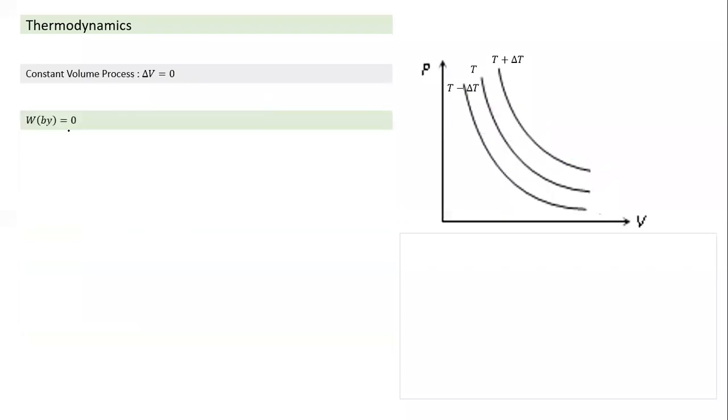If delta V is equal to zero, it means work done is zero. Work is done only when there's a change in volume. And if I apply the first law, it tells you delta Q, heat given to the gas, entirely goes into change in internal energy. The entire heat given to the gas goes into increasing its internal energy.